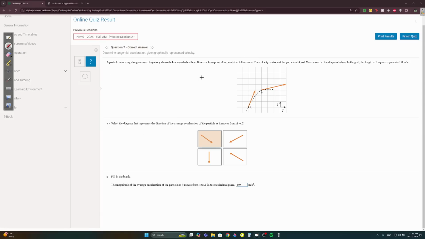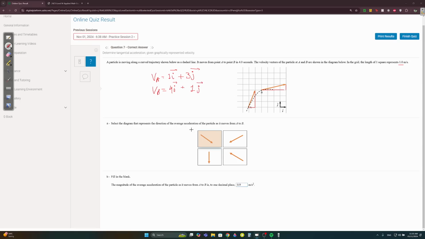Question 7. A particle is moving along a curved trajectory shown below as a dashed line. It moves from A to B in 4 seconds. The velocity vectors of the particle at A and B are shown in the diagram below. The length of one square is 1 meter per second. So they gave us the vectors. Velocity of A: it's 1 to the right, so 1i, and 1, 2, 3, so 3j. How about B? 1, 2, 3, 4, so 4i. Goes up by 1, so 1j. You're going to need these for later.